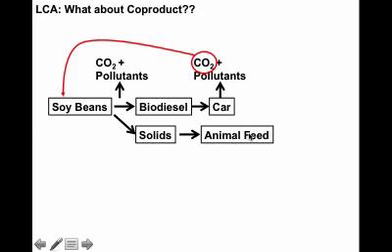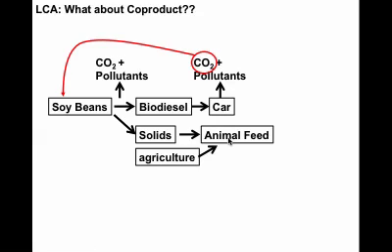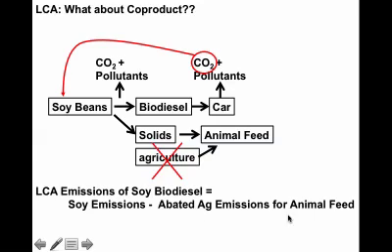So how do we account for this? Well, what energy would have gone into producing the animal feed to begin with, and what emissions would result if we had to grow this animal feed from agriculture that we no longer have to do now because it's a byproduct or a co-product of our soybeans? We do this by subtracting off these agricultural emissions from the original emissions of our soybeans.